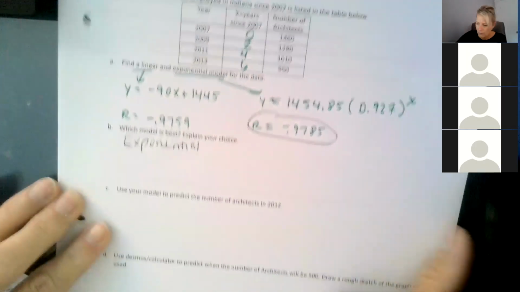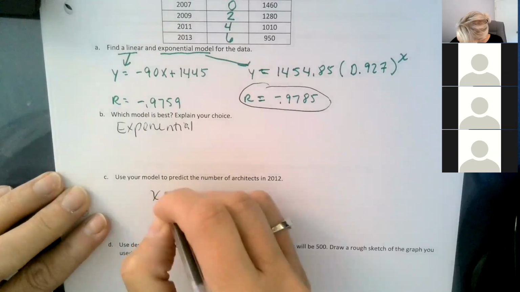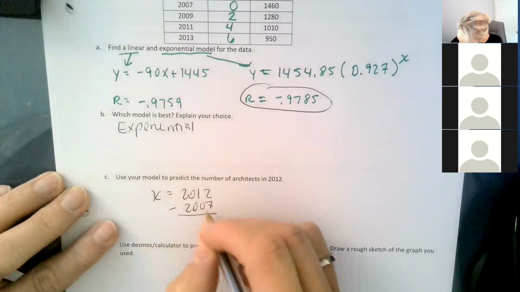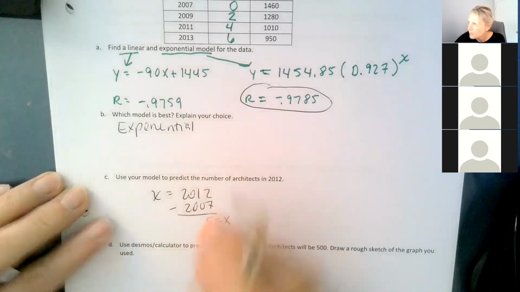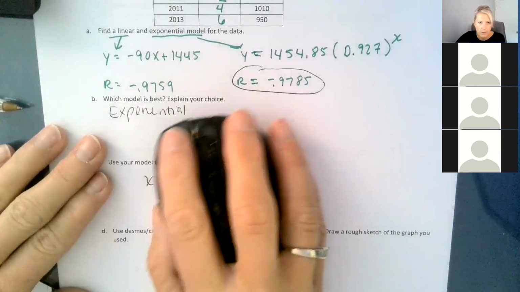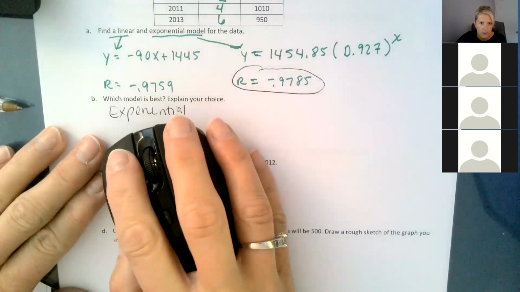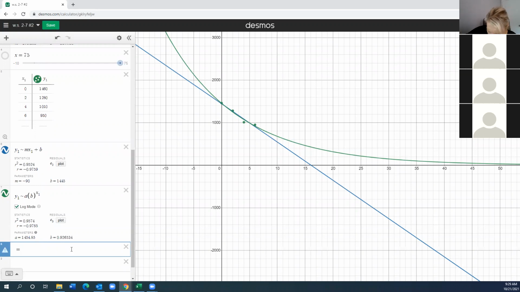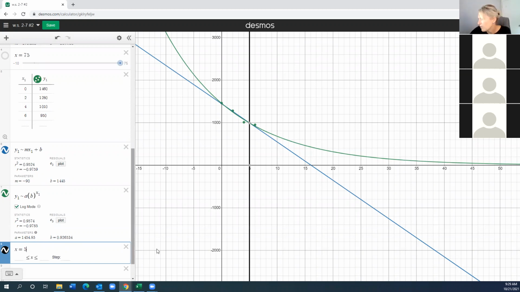So 2012 subtracting 2007 is year 5. And there are a number of ways we could do that in Desmos. I'm going to just go back and share my Desmos quickly here. And I could go to X equals 5. And it's going to give me a gray line at 5 right here. And they both, it looks like, equal about that. But at year 5, which would be 2012, it's predicting about 995 architects.